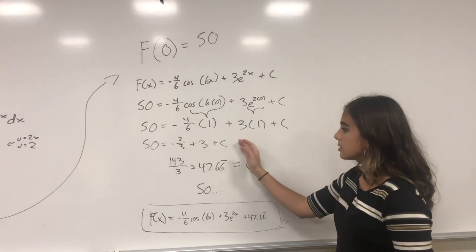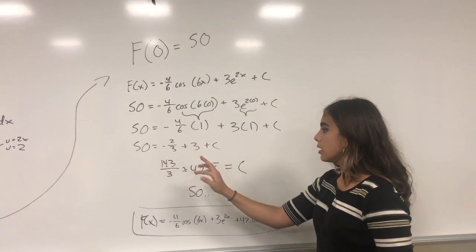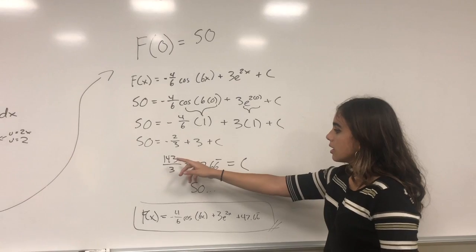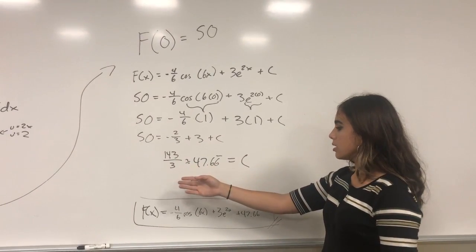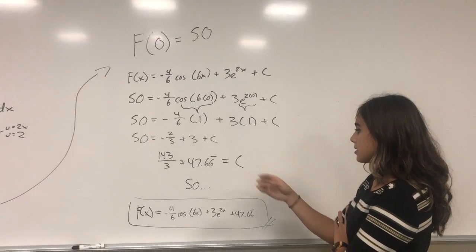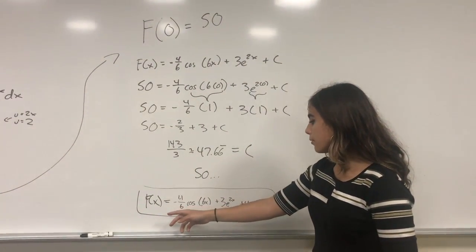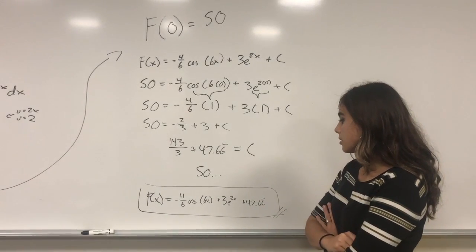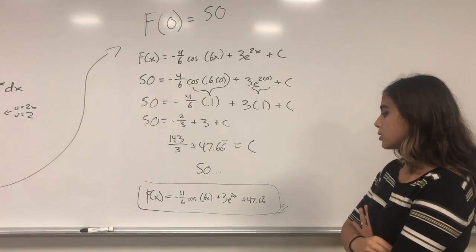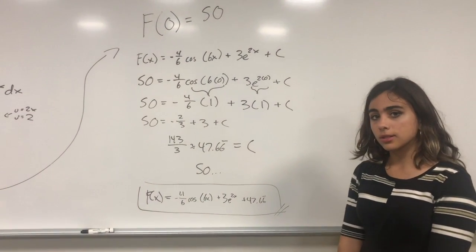In this part, we isolate the c, so we move the 3 and the negative 2/3 over here, alternating the signs, and we have 143 over 3, which is about 47.66, and that's equal to c. So our particular antiderivative is f of x equals negative 4/6 cosine of 6x plus 3 e to the 2x plus 47.66.